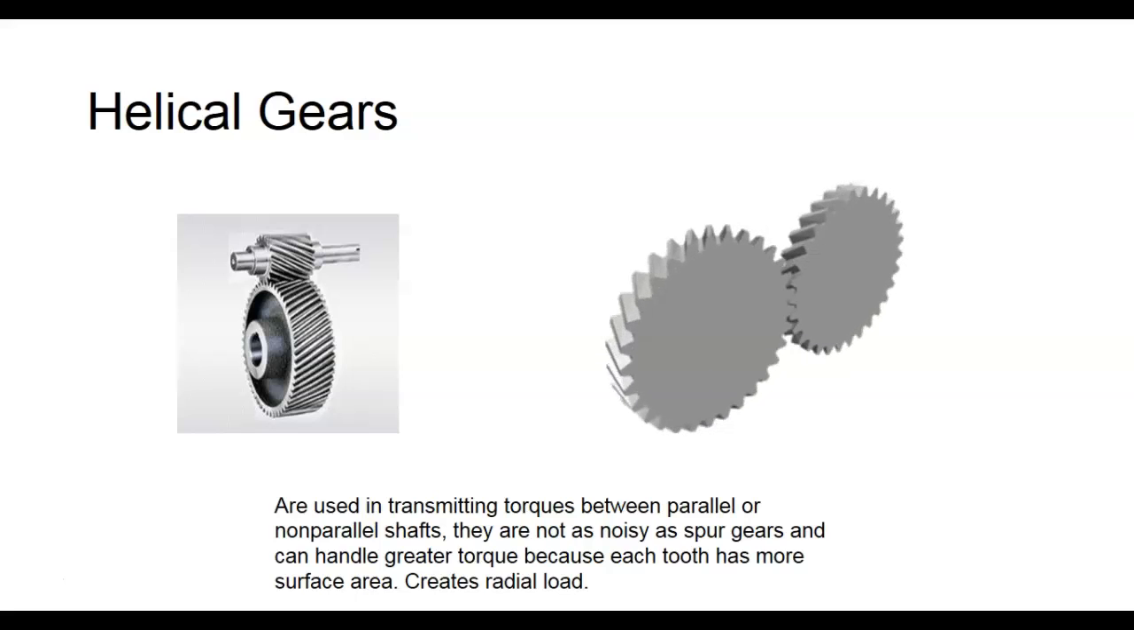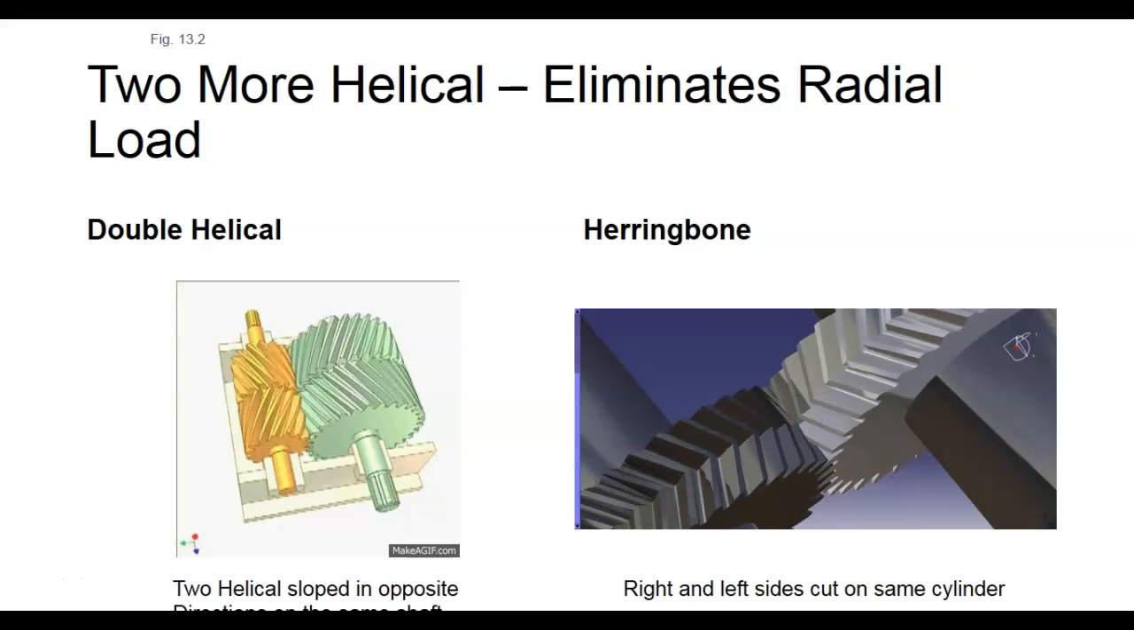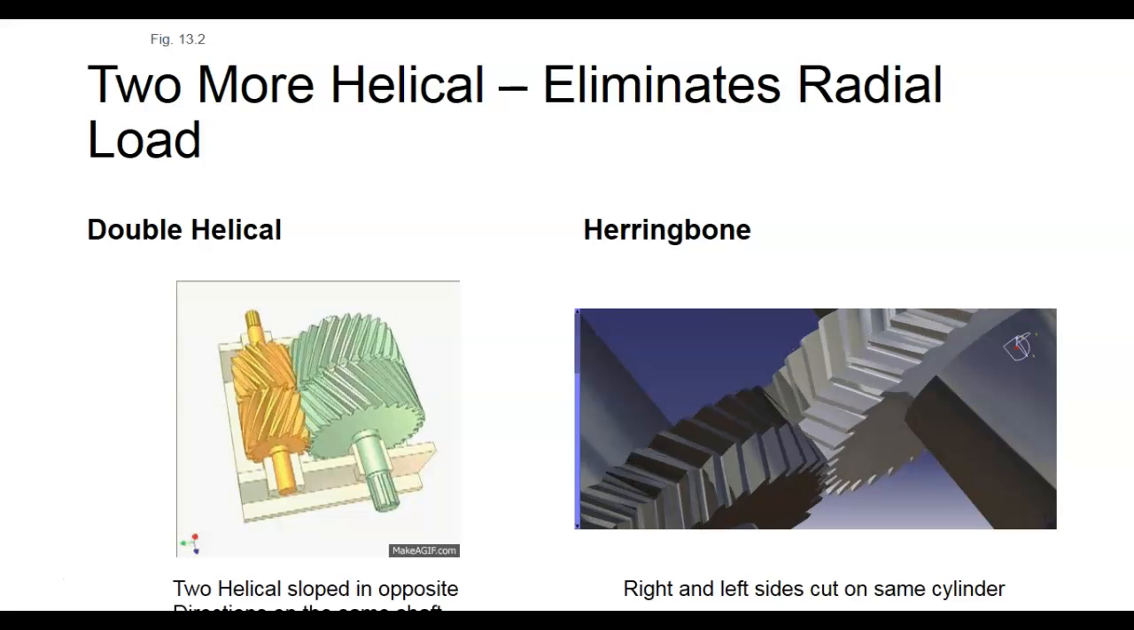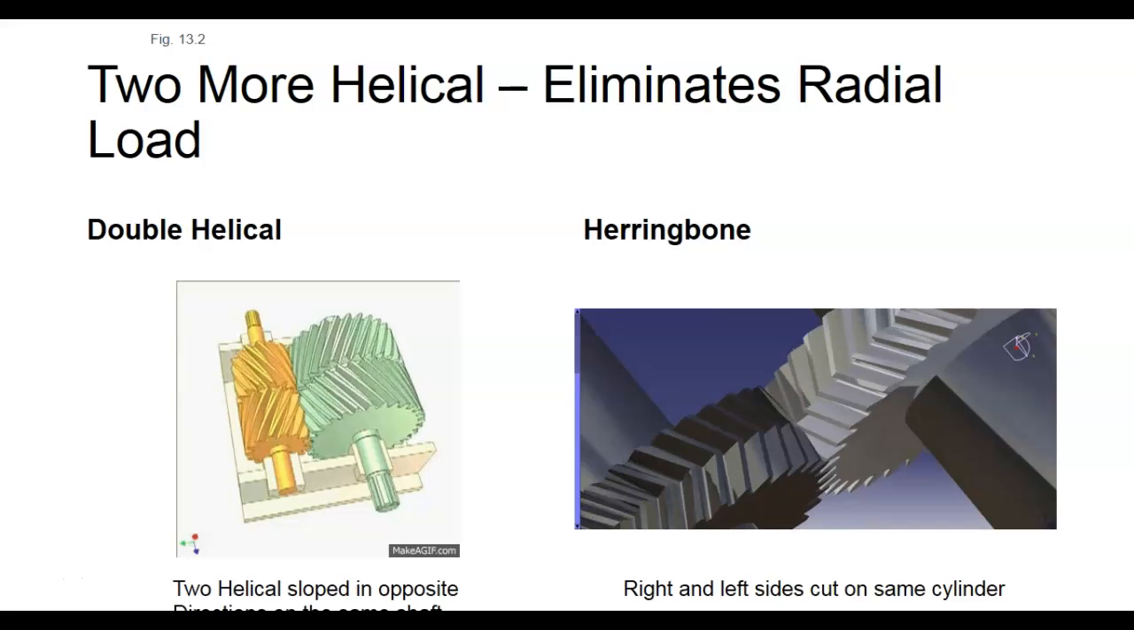You understand that? So what they did, and you'll see these used a lot, these are called double helical. They noticed the slant's different in both of them, and so that way they compensate for each other.